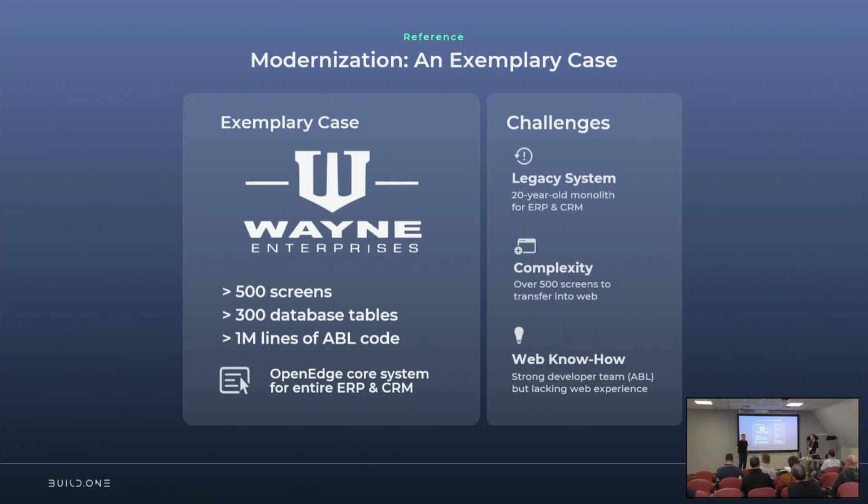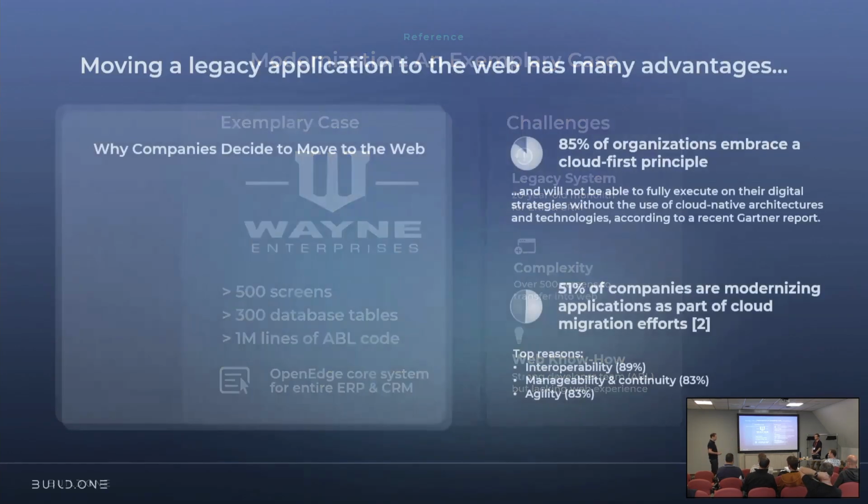In this case, they have 500 screens. Many of our customers have over 1,000 screens. Applications become more complex. In this case, we have 300 database tables and over 1 million lines of ABL code. It's an individual application. If you look at it from the outside, you might classify it as an ERP/CRM application, with customer data and so on. So let's take that as an example case for one of our customers, and we now want to move this to the web. Wayne Enterprise wants to move to the web.